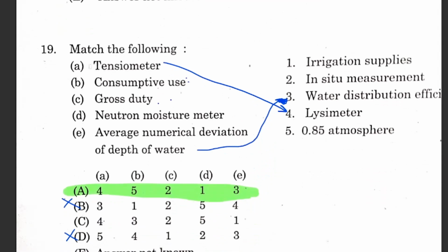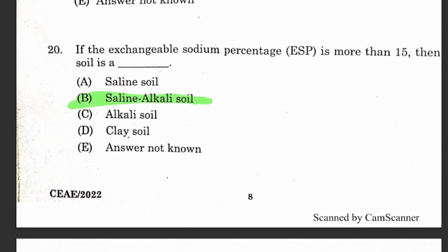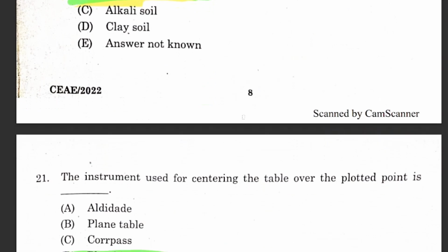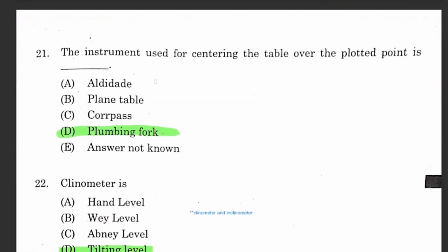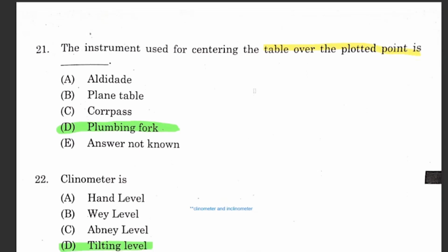Question number 19. This is a match of the following type question. So here tensiometer belongs to lysimeter and average numerical deviation of depth of water belongs to water distribution efficiency. So we will match here and get option number A. Next one is question number 20. If the exchangeable sodium percentage ESP is more than 15, then soil is termed saline alkali soil.